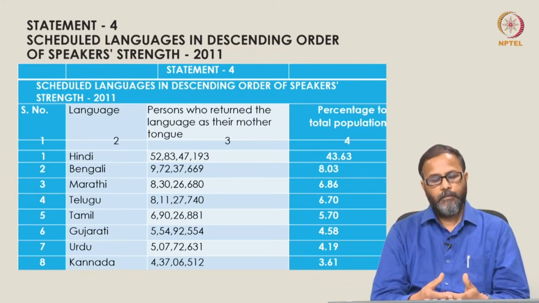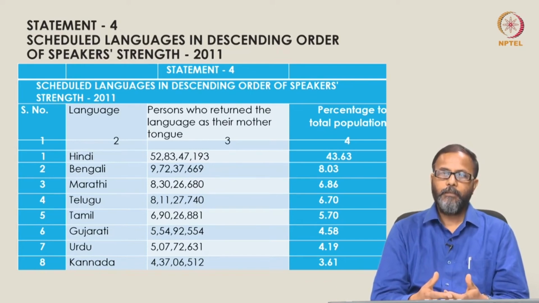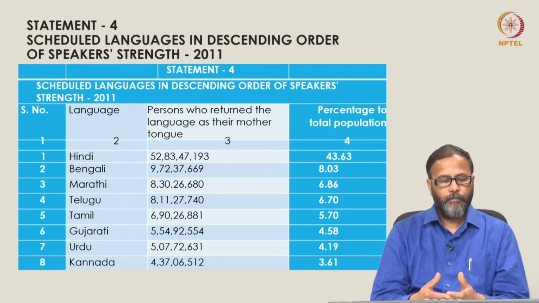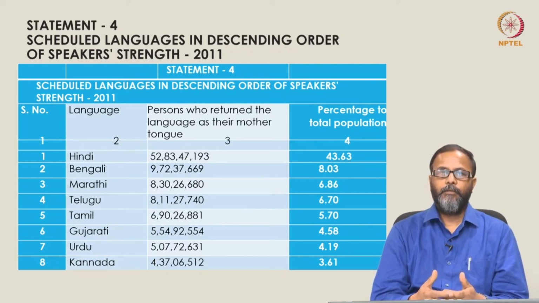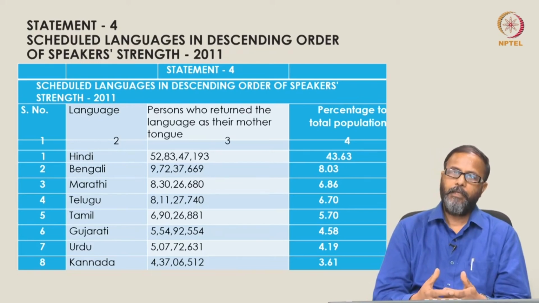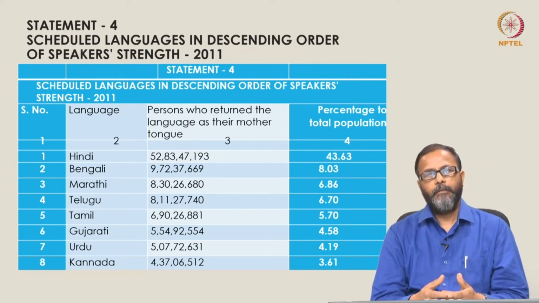Then Marathi speakers, 8 crore 30 lakh 26,680. Telugu speakers, which are 6.70% of the total population, are 8 crore 11 lakh 27,740. Then we have Tamil speakers, who are 6 crore 90 lakh 26,881 and account for 5.70% of the total population of India.